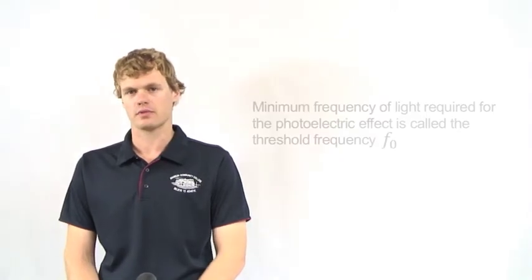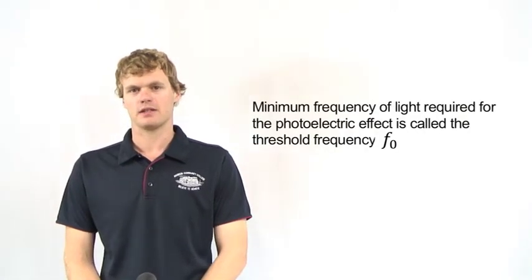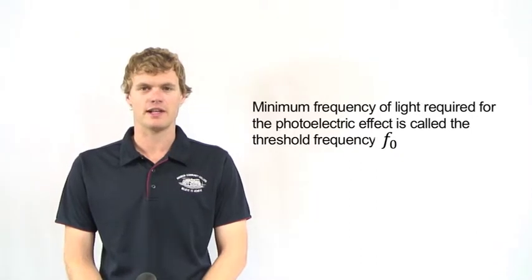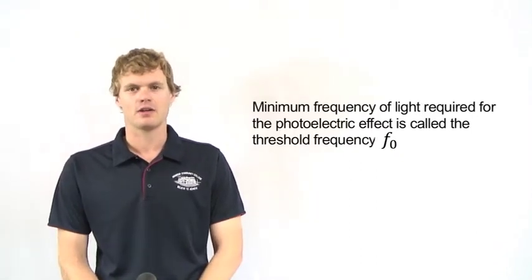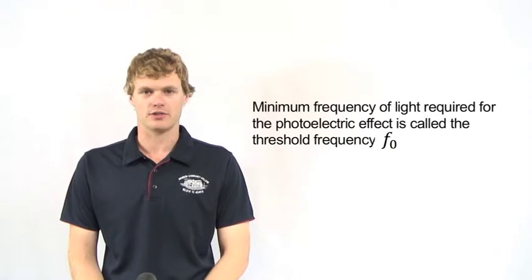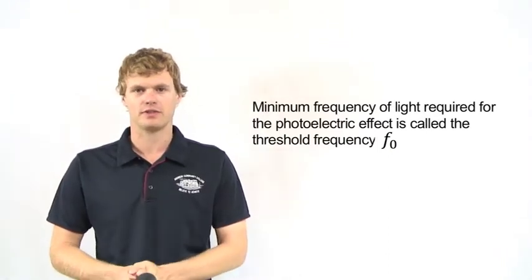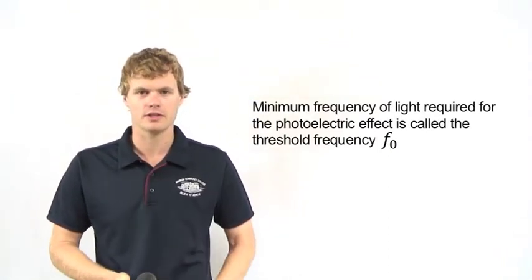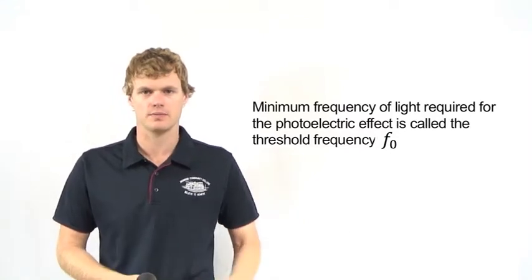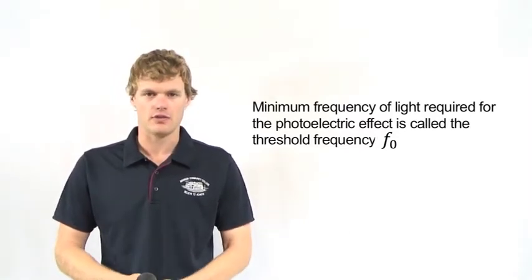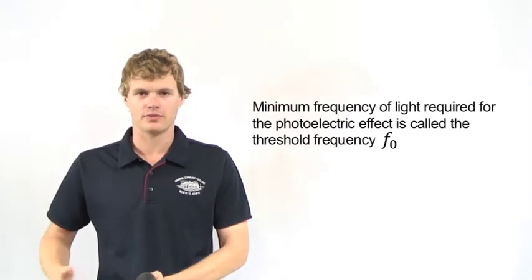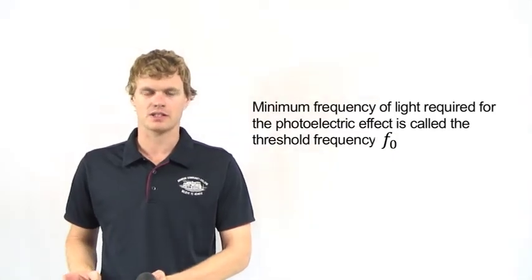Now we're going to look into the properties of the photoelectric effect. First of all, there is a minimum frequency. This is the minimum frequency required of the electromagnetic wave for the emission of electrons. Any frequency of the electromagnetic wave below this frequency doesn't cause an emission of electrons. Any frequency above this minimum frequency causes an emission of electrons.